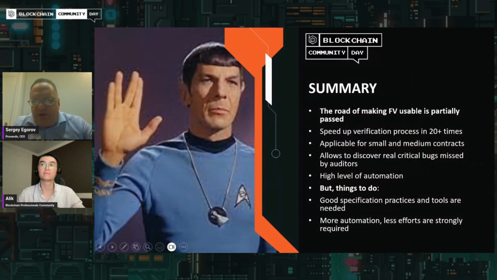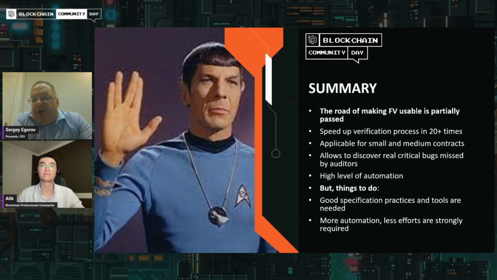Okay, so just summarizing the process, what we managed to do is significantly improve formal verification. We managed to dramatically speed up the verification process, by 30 times as in the multi-sig case. So we are able to claim that it's useful and reasonable for small and medium-sized smart contracts. Of course, if we're talking about a system of smart contracts with tens of thousands of lines of code, maybe it's still too expensive and time consuming to do formal verification for the whole system. But for small and medium smart contracts, it's pretty much applicable and useful.